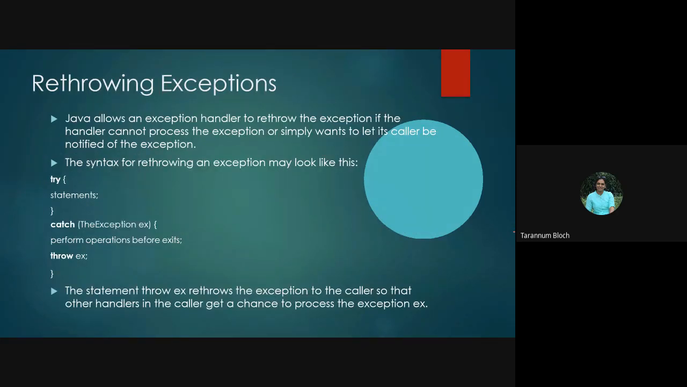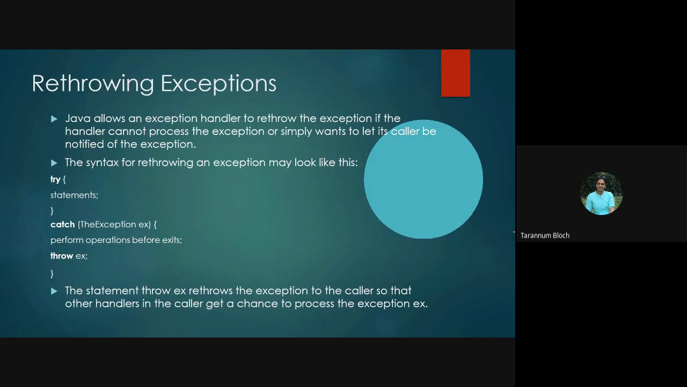Now we have one more thing. We call it rethrowing. Throw is like throwing it once. Rethrow, you are throwing the exception a second time. So Java allows exception handling through rethrowing an exception if the handler cannot process the exception, or simply wants the caller to be notified of the exception, right?